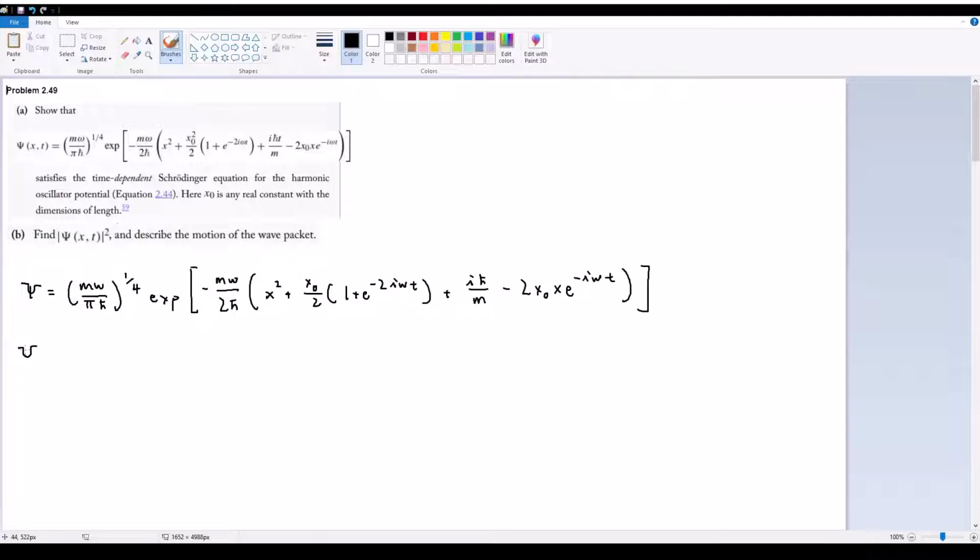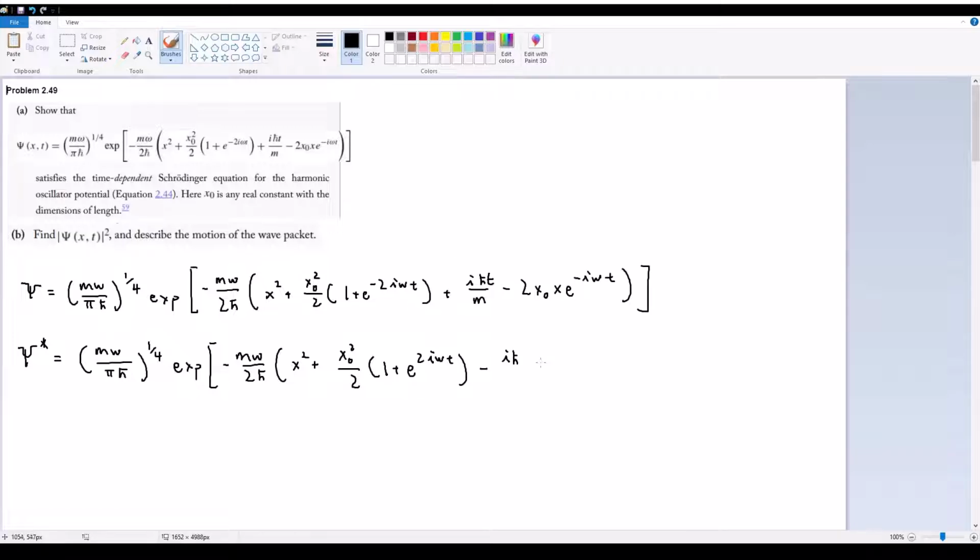And then we have the complex conjugate, psi star, being (m omega over pi h bar) to the power of 1/4 exp of negative m omega over 2h bar multiplied by [x squared plus x naught squared, I forgot the squared here, over 2 (1 plus e to the positive 2I omega t) minus I h bar t, and I left out the t here by accident as well, over m minus 2 x naught times x e to the positive I omega t].